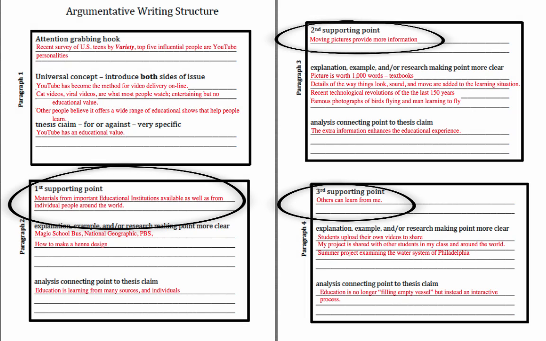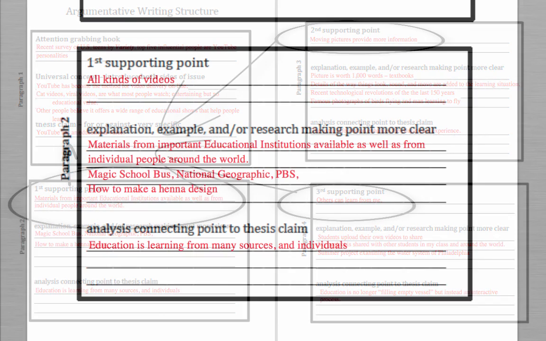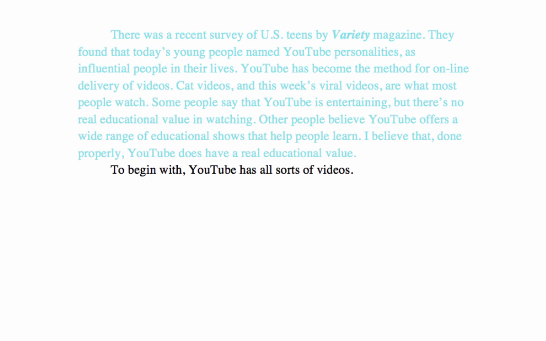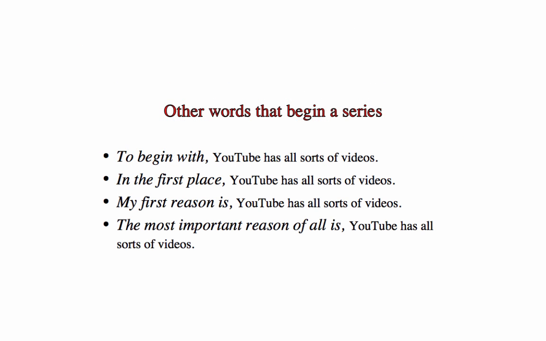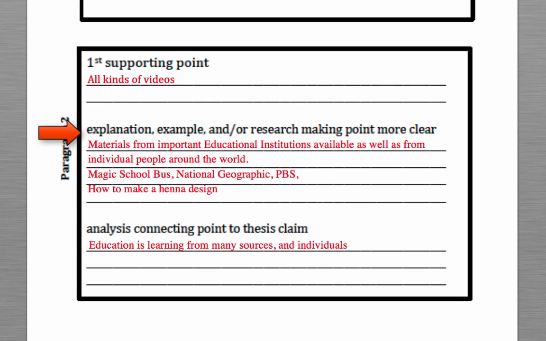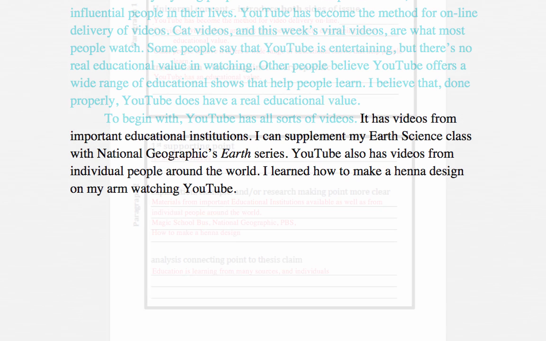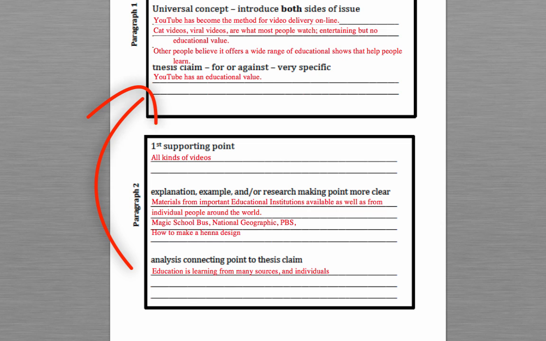The next 3 paragraphs present 3 distinct points connected to your claim. Each has a similar structure. Usually the point you want to make is introduced in the first sentence. Use words that organize your points. The next sentences are explanations and examples to make the point more clear. Often your research fits here. The last sentence restates the connection between the point and the overall claim.